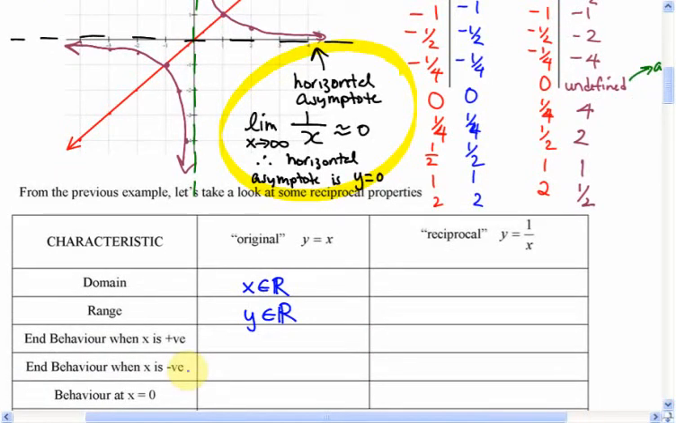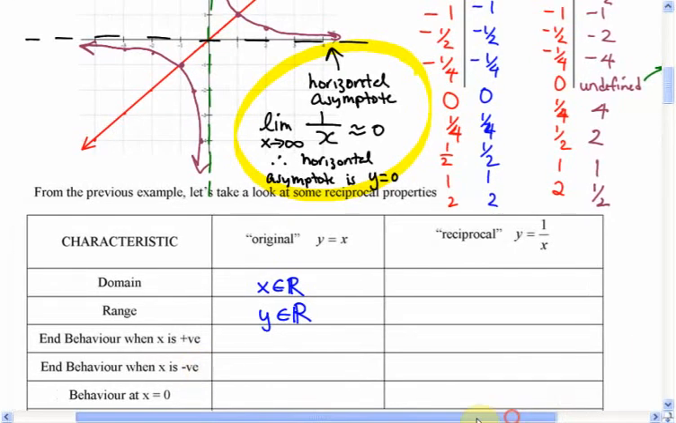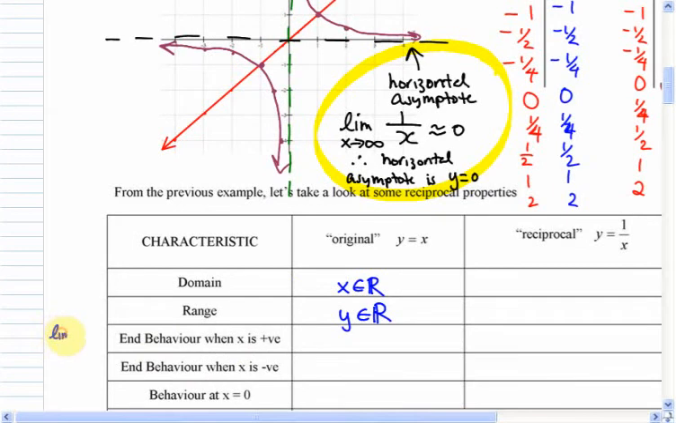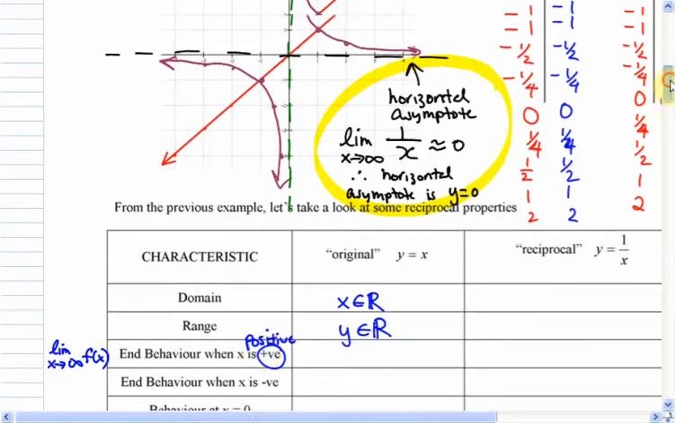Here's something new. It's called the end behavior when x is positive. AKA, since you guys know the limit notation, that means what's the limit as x approaches infinity, okay? This just means positive. So tell me, what is the end behavior? So what is the y value when x is really, really large? What's y? End behavior. Look at the graph, please.